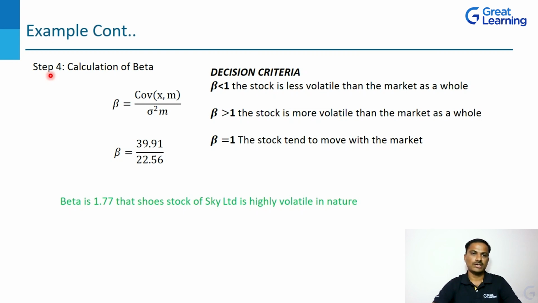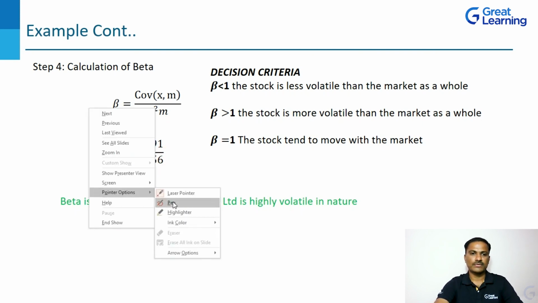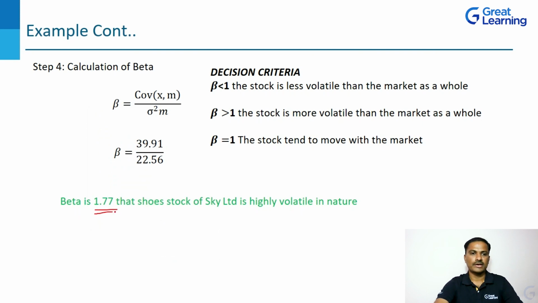So what is the beta formula? The covariance of market and stock, divided by market variance. The covariance of market and stock is 39.91. Market variance is 22.56. This we have calculated earlier, right? So if you take the result of this, the beta is going to be 1.77. Remember, beta is 1.77.